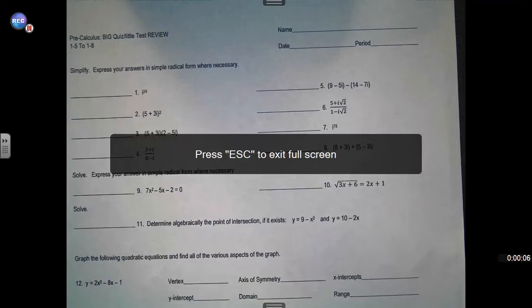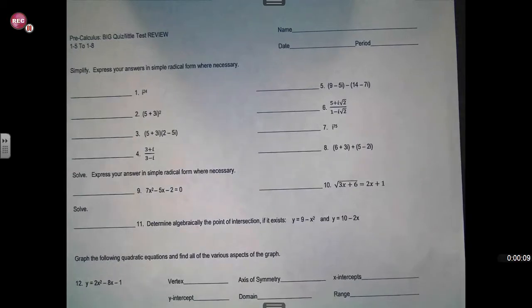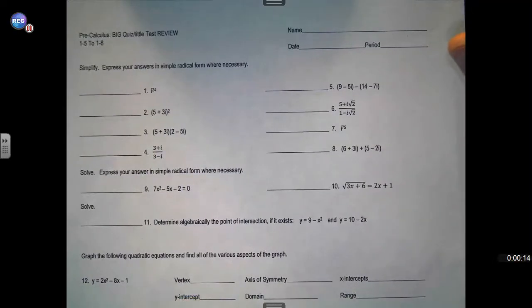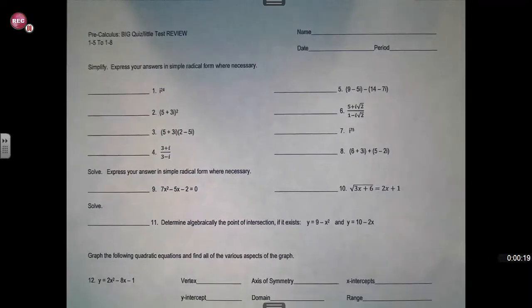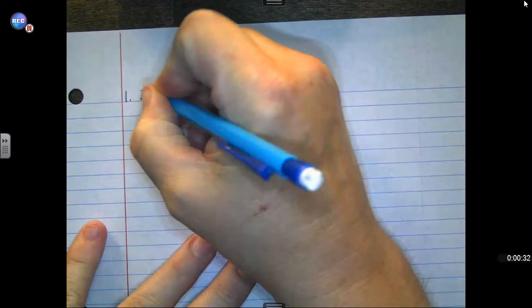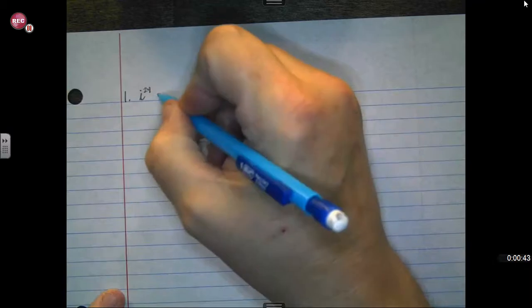This is the pre-calculus big quiz, little test review for sections 1.5 to 1.8, the portion of the chapter on quadratic equations. I'm actually going to do my work on a separate sheet of paper, so I'll show you that sheet of paper. Number one is i to the 24th, and we calculate i in 4s, and 24 is a multiple of 4. Therefore, i to the 24 is 1.